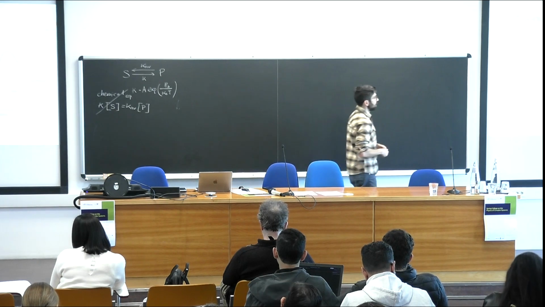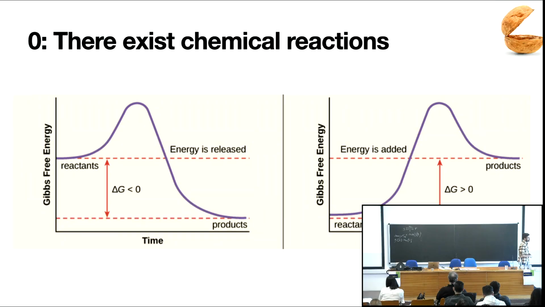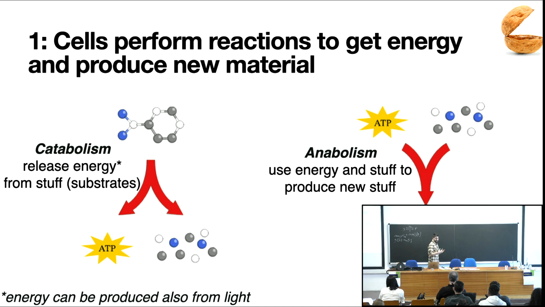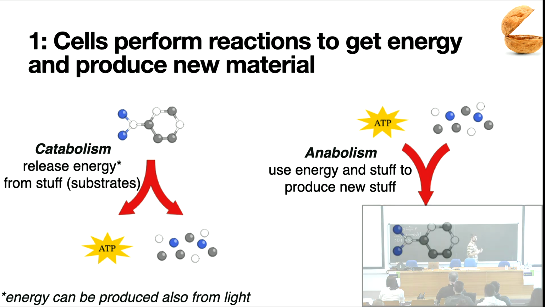Now, the second point about chemical reactions is that there are some chemical reactions that, as a net effect, release energy, and some chemical reactions that need energy to occur. Okay? Now, cells perform both types of reactions. Yes?